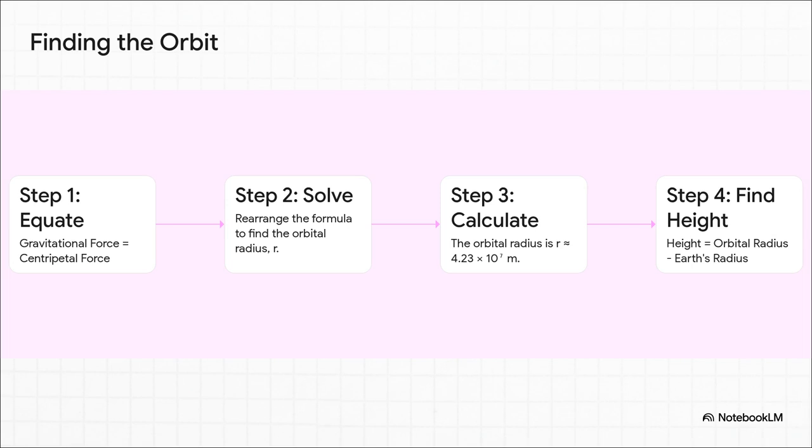So how do engineers find this magical sweet spot in space? Well, they use the exact same principle we just talked about. They start by setting the gravitational force equal to the centripetal force. Then it's just a bit of algebra to solve for r, the orbital radius, and once you have that distance from the Earth's center, you just subtract the Earth's radius itself, and boom, you've got the satellite's altitude.